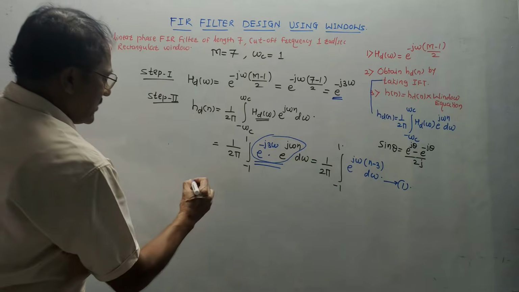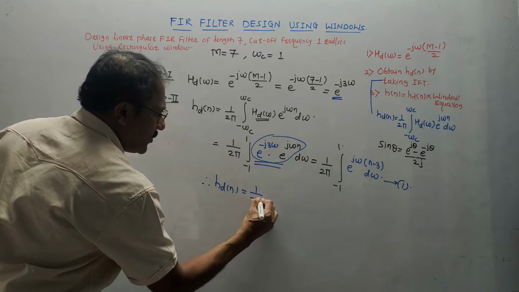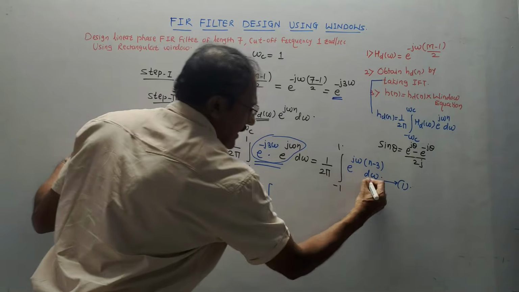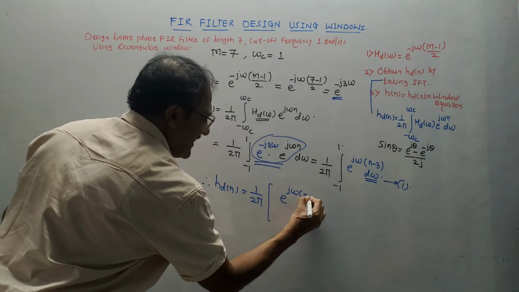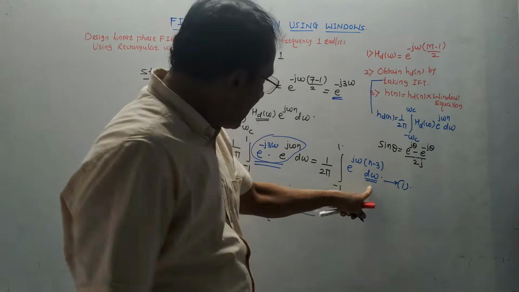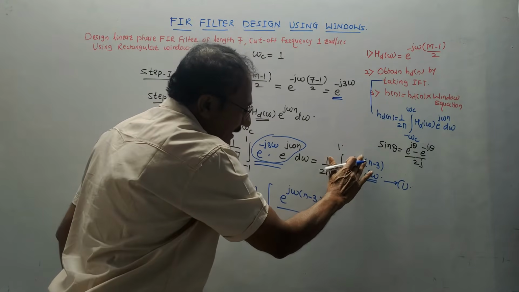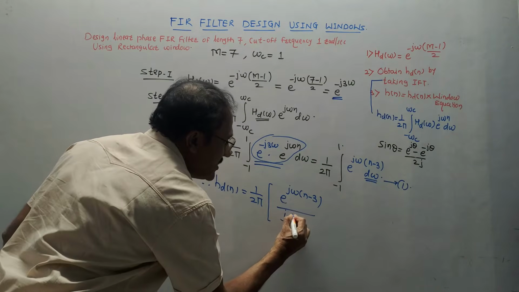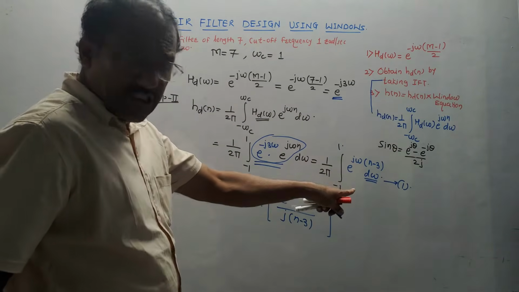I have to solve this integration, therefore I will write it like this: hd of n is equal to 1 by 2 pi as it is. The answer of this integration comes from a very simple trick. The variable of integration is omega, so first write the e raised to term as it is, divided by the variable of integration, which is d omega, so skip the omega term. From the power of e, skip the omega term and divide by the remaining term, so it is j upon n minus 3. Very simple trick to solve such numericals, such integrations.